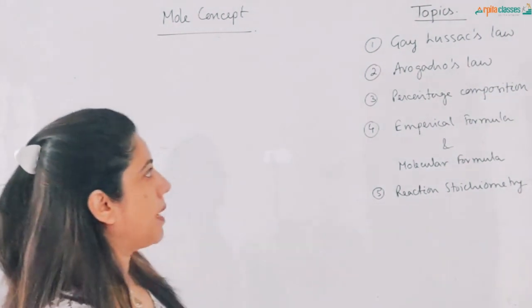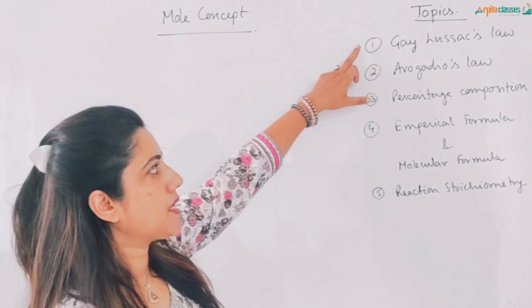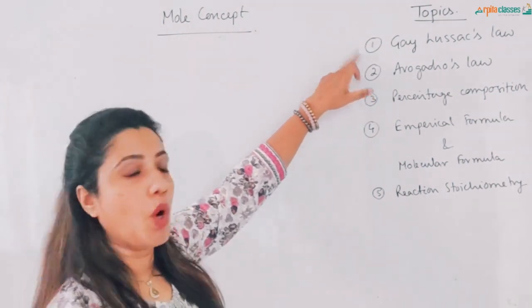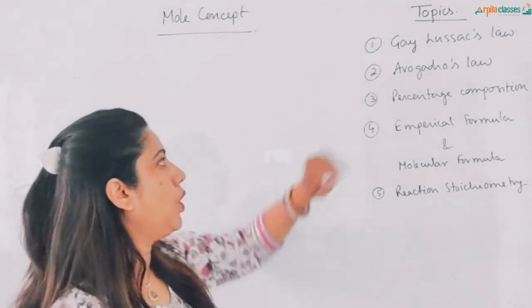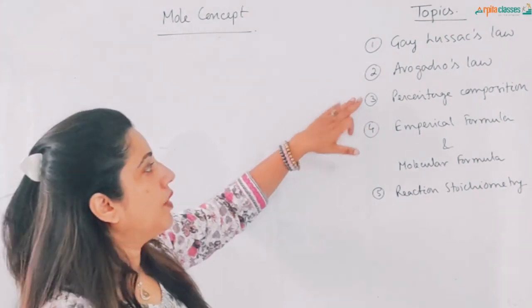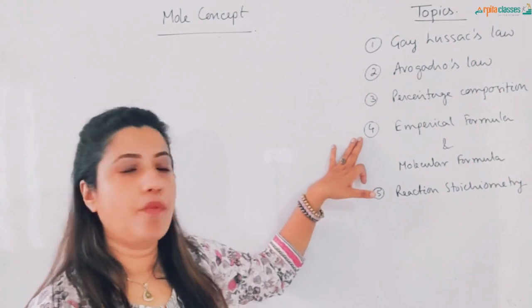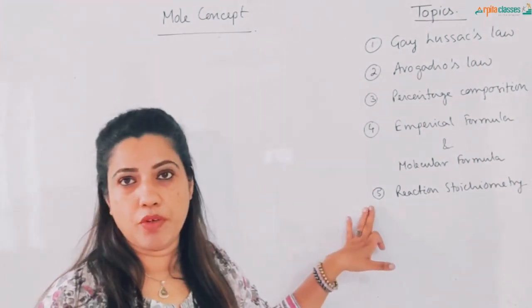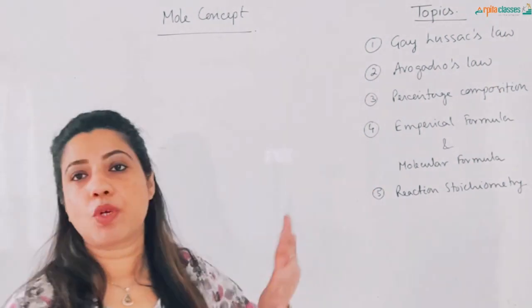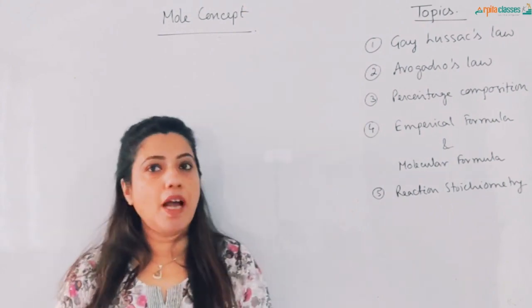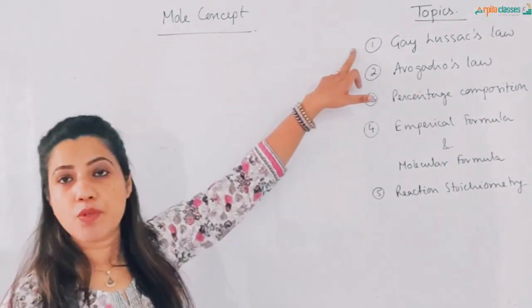So the topics in this chapter are: first topic is Gay Lussac's law. So we have the law and then the numericals based on the law. Second is Avogadro's law. Third is percentage composition. Fourth is empirical formula and molecular formula, and fifth is reaction stoichiometry. So we have numericals based on all these topics. Now today I'll be starting with the first topic, that is Gay Lussac's law.